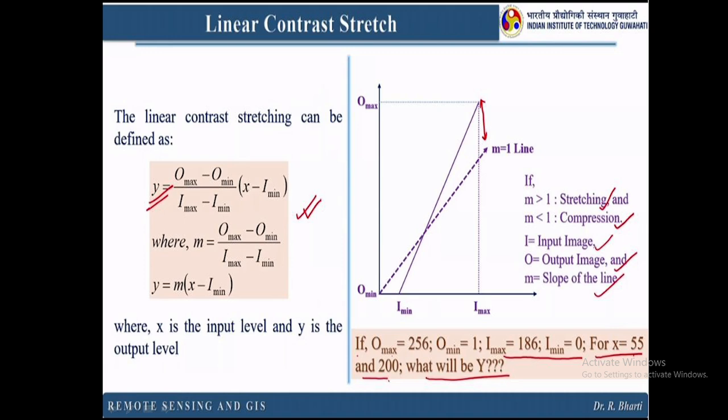I represents the input image, O represents the output image, and m represents the slope of the line. So y equals the slope of the line times x minus input minimum. Okay, x is the input level and y is the output level, with digital numbers 0 to 255. Output maximum 256 and output minimum 1, input maximum 186, input minimum 0, and for x equal to 55 and 200, what will be y? So we move forward.